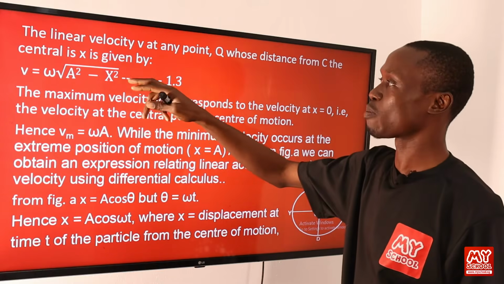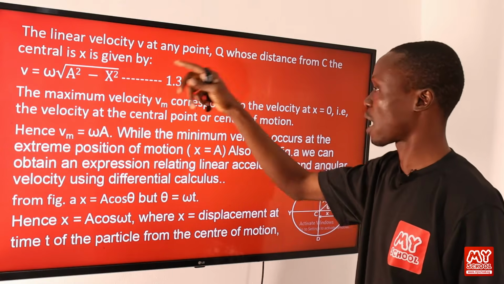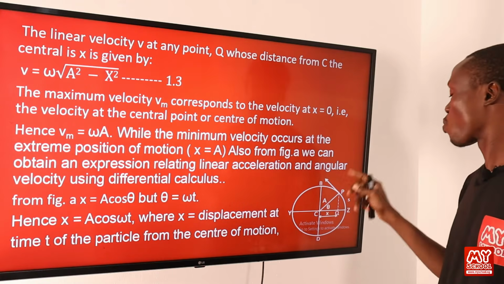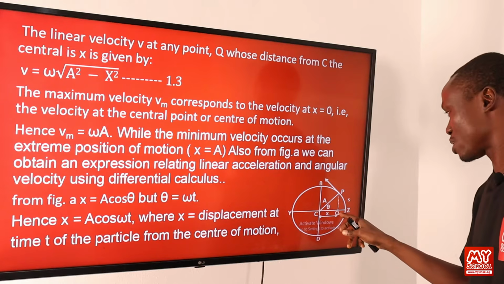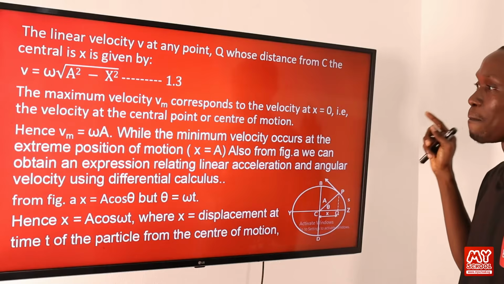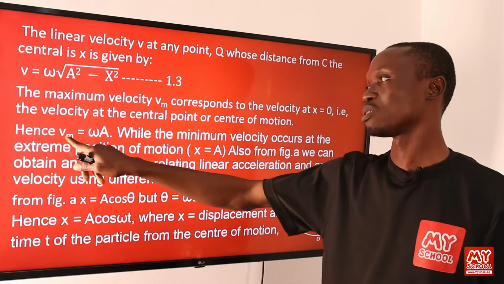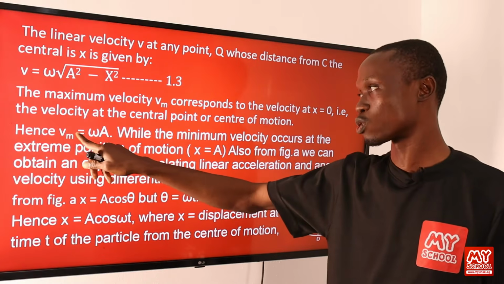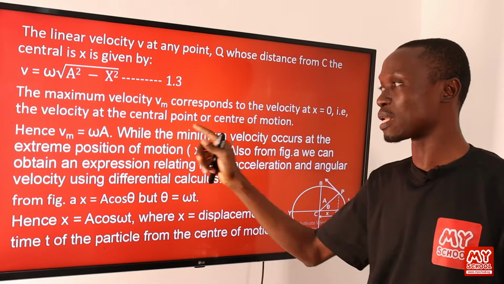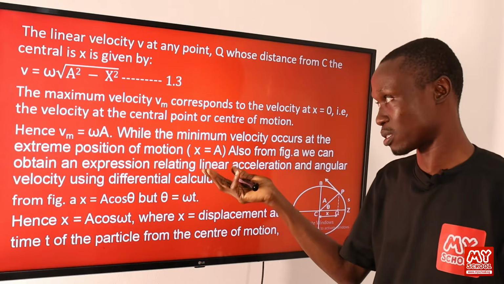So when the distance between the center and the point Q is equal to 0, as shown in this diagram, when the distance between C and Q, which is s, is equal to 0, then we will have maximum velocity, so that V max is equal to omega A. But remember that A stands for the amplitude of the motion or radius of the circle.